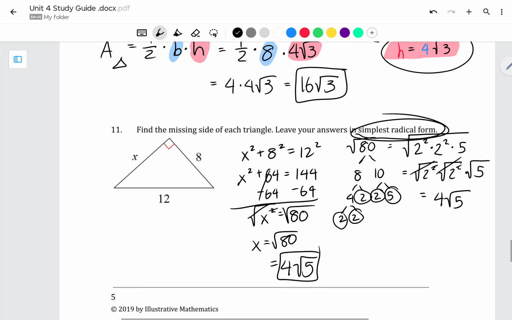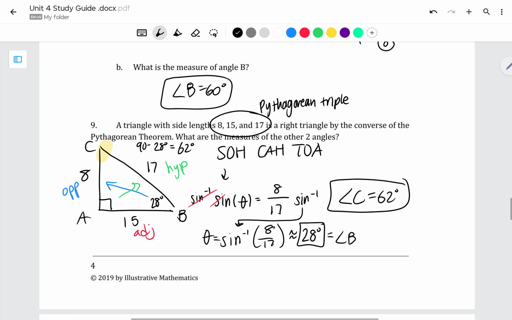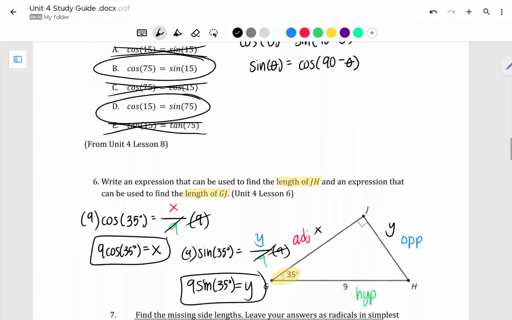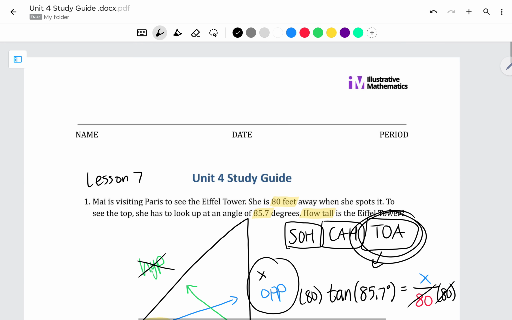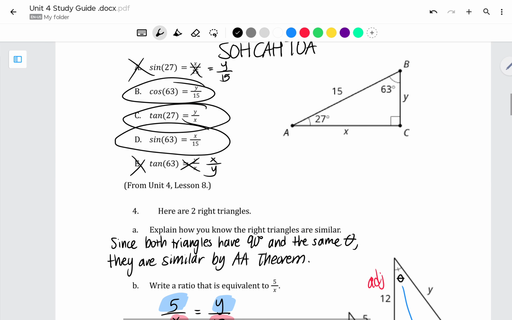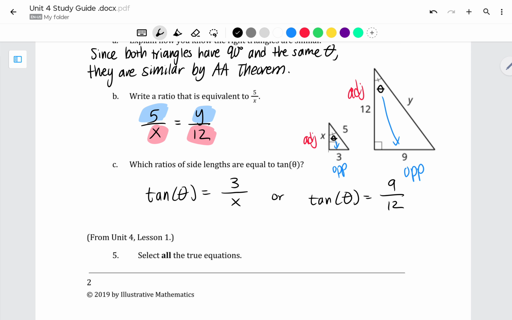Okay. No excuses. I went over the entire study guide with you. This is stuff that we've been learning in class. You should know how to answer all of these questions on your own.